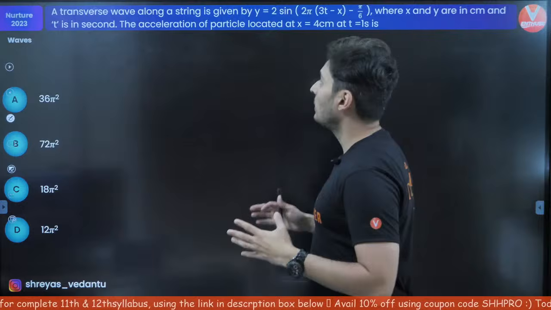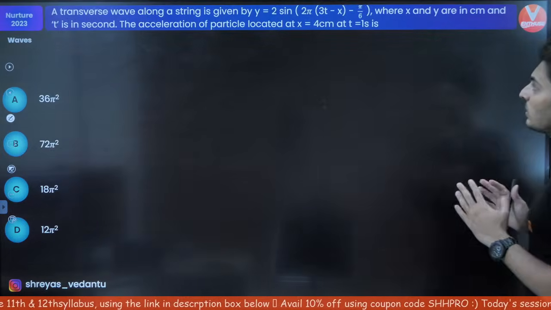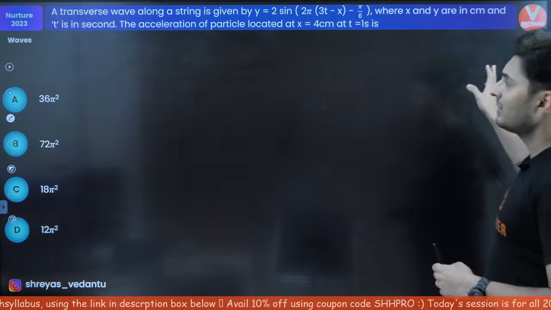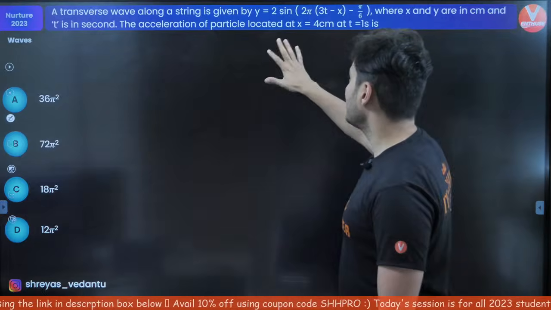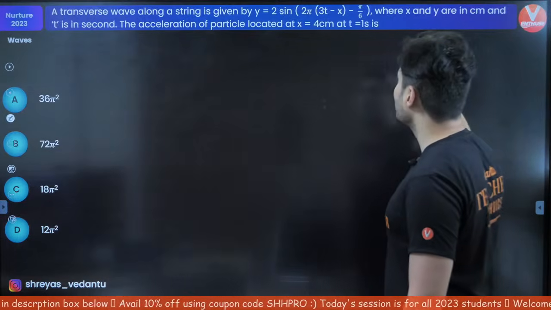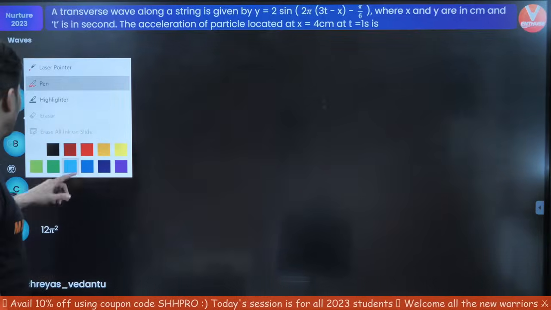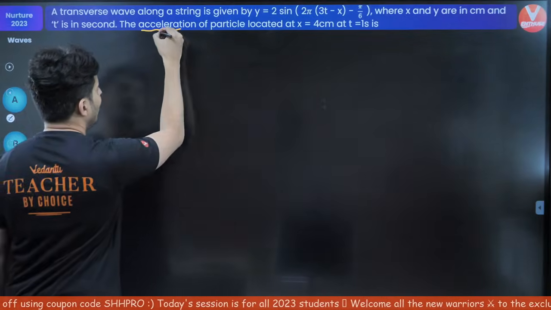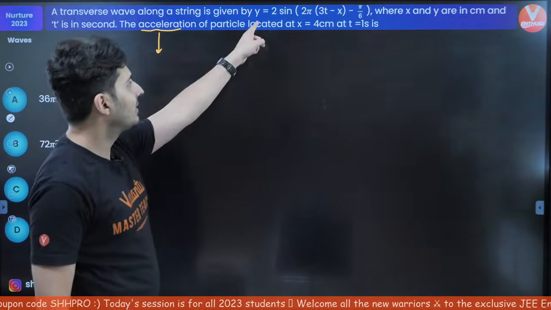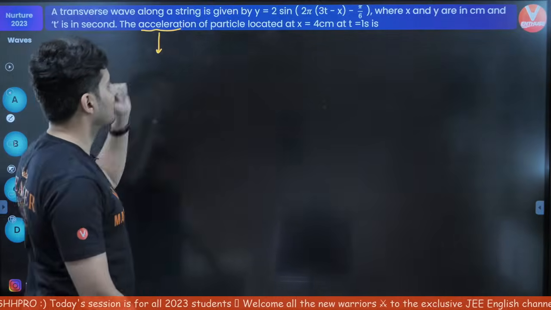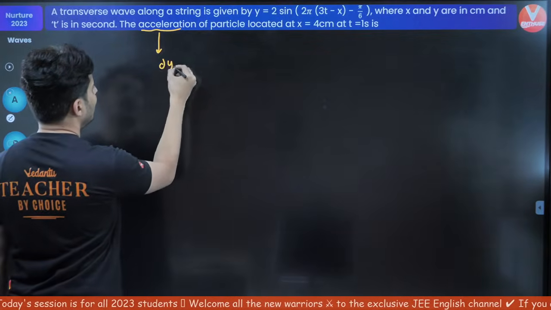A transverse wave along a string is given by this equation, x and y in centimeters, t in seconds. Find the acceleration at x is equal to 4, at t is equal to 1. Okay, it's just all about equations. Let's try to do this. Because the question is about acceleration, that means you need to take the derivative of this function. So first let's find dy by dt.